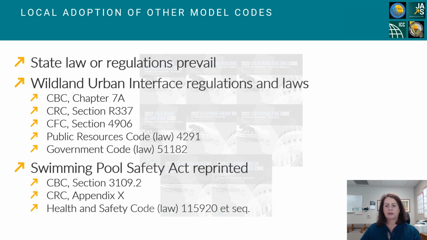The Building Standards Commission is required to reprint the Swimming Pool Safety Act, and this is done in the California Building Code Chapter 31 and also in an appendix of the California Residential Code. The California Building Code and the California Residential Code language directly reflects the Swimming Pool Safety Act, which is found in Health and Safety Code 115920 through 115959. The Swimming Pool Safety Act is frequently modified through legislation and not always in alignment with the Title 24 rulemaking cycle effective dates. So it's important that the local jurisdictions verify the Swimming Pool Safety Act's requirements.